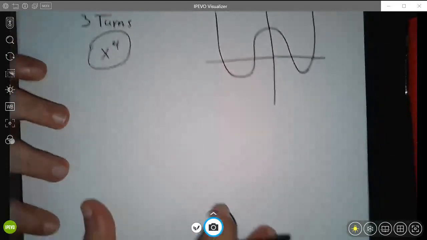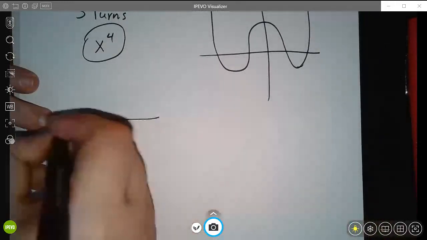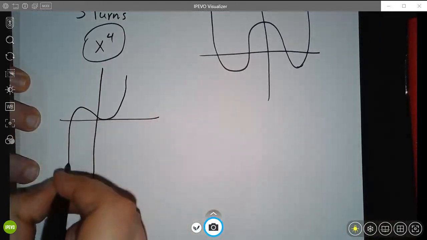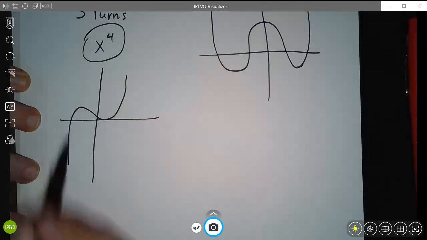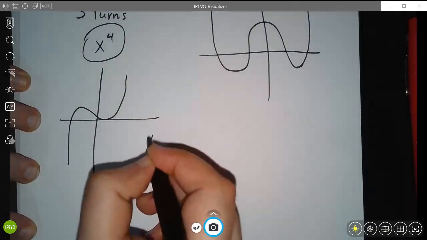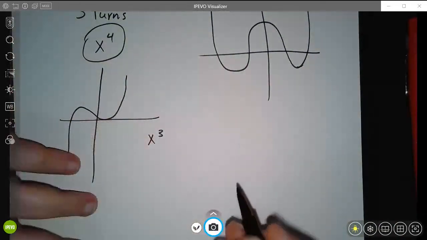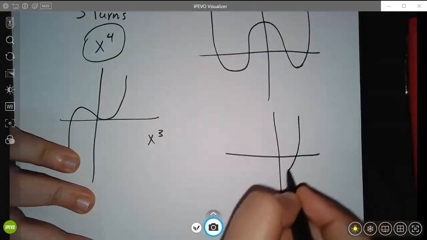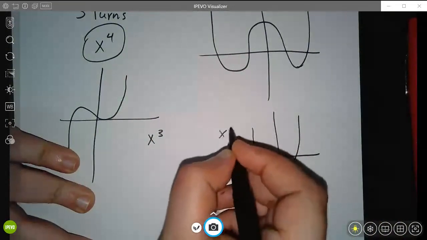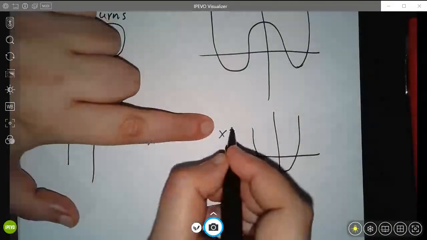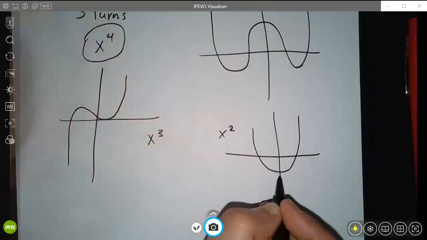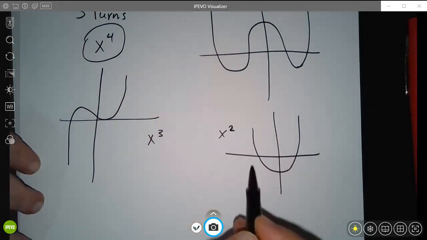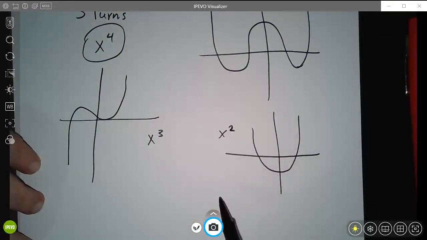And if you want to notice a pattern, let me show you the stuff we already know, like a cubic function. It looks like this. So it has 1, 2 turns, even though it's x cubed. The parabola has only 1 turn, even though it's x squared. See that? So it's going to be quadratic, and the number of turns is 1 less than the power.